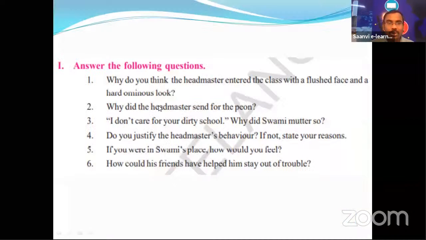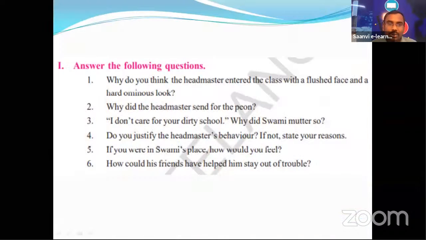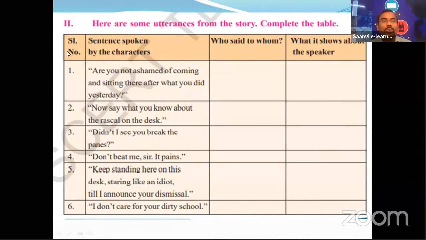So this is all about the author, and answer the following questions. You will have to do it yourself. Don't forget that you will have to complete your classwork book as early as possible. In unit 3, Swamy is expelled from school, write the glossary first, with the syllables. Later you go ahead with the questions and answers. Then a discourse will be there. I will tell you about the discourse in the next session.